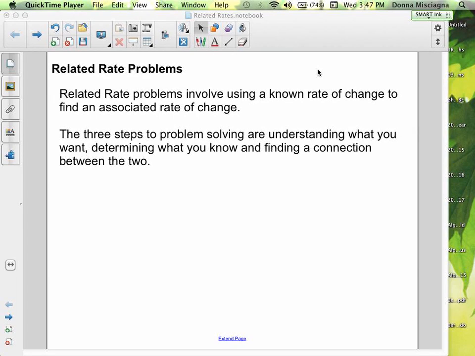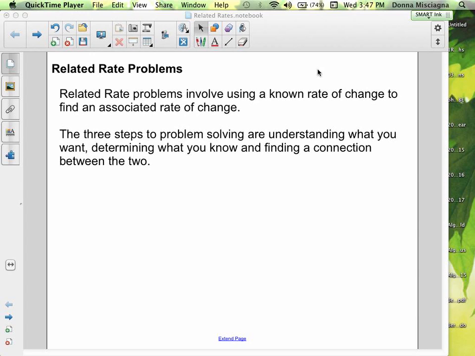Okay, so now let's look at related rate problems. Related rate problems involve using a known rate of change to find an associated rate of change. The 3 steps to problem solving are to first understand what you want, what is it you're looking for. Second, determine what you know. And third, find a connection between the two.